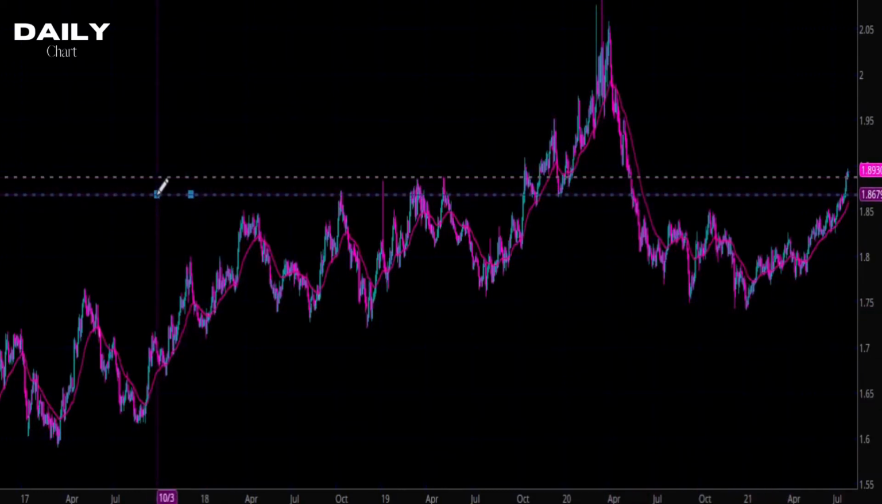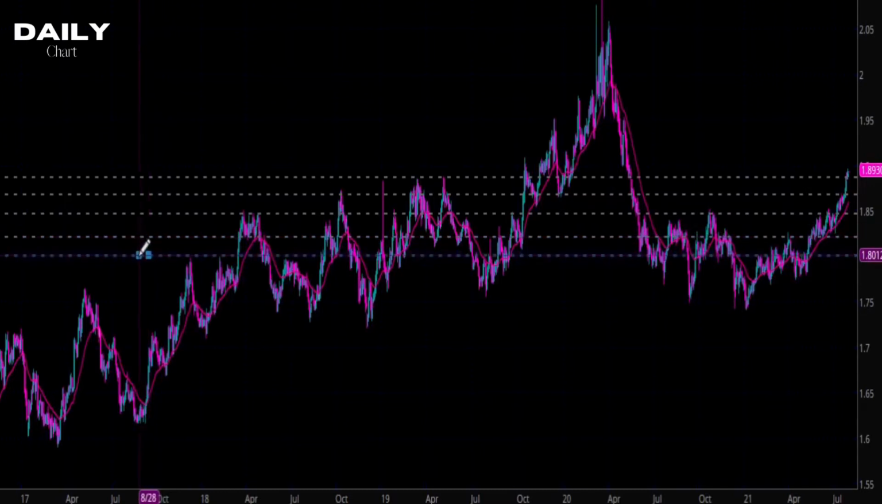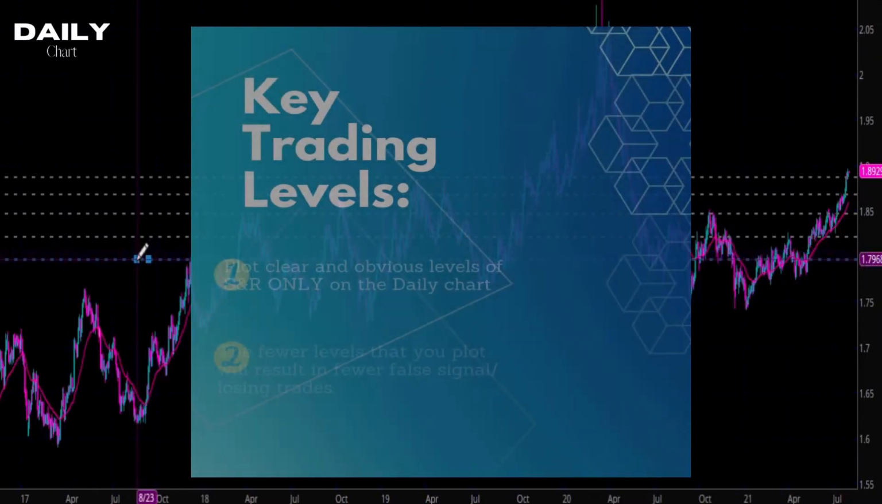Remember that if you miss a level or don't plot it, there is no consequence as you will simply miss the trade. However, if you place a level that isn't actually there, then eventually you will take a trade off of it, which will most likely result in a losing trade. So, while you might think that placing more levels will give you more trades, the reality is that plotting fewer levels will give you more profitable trades.